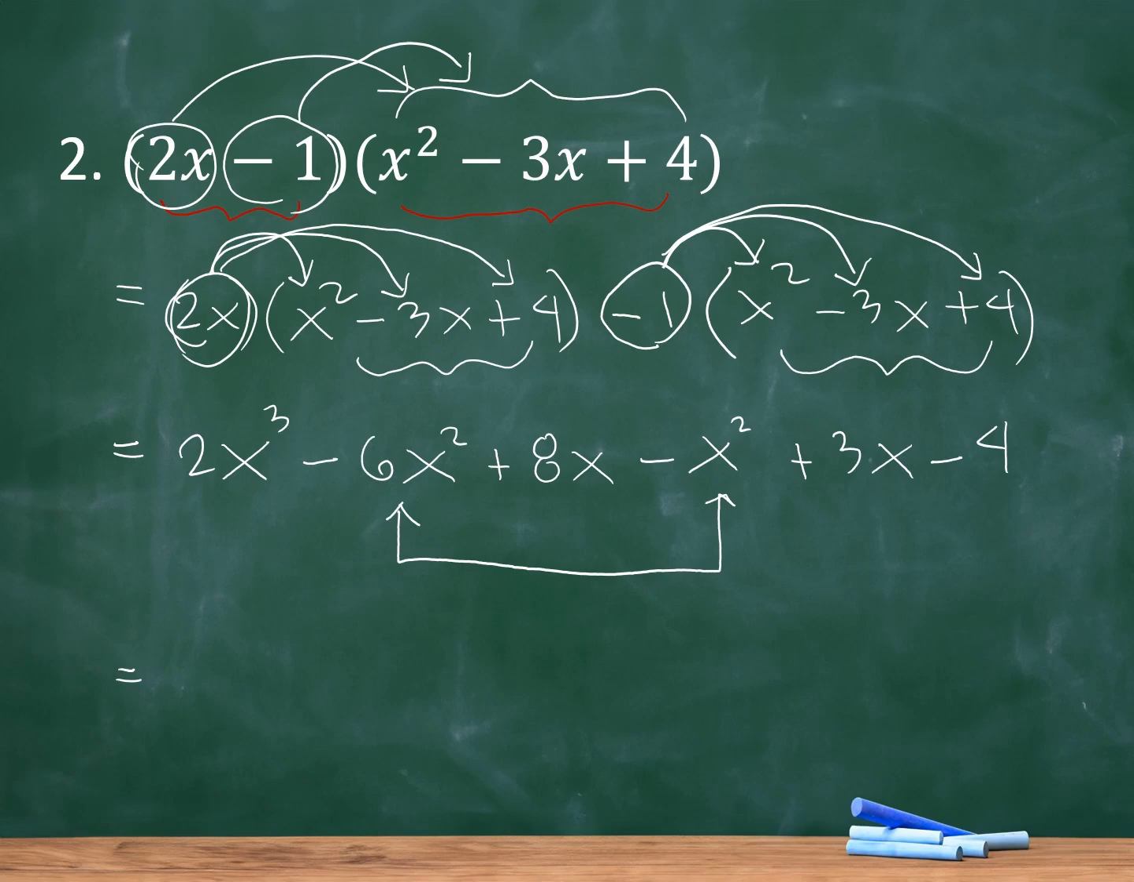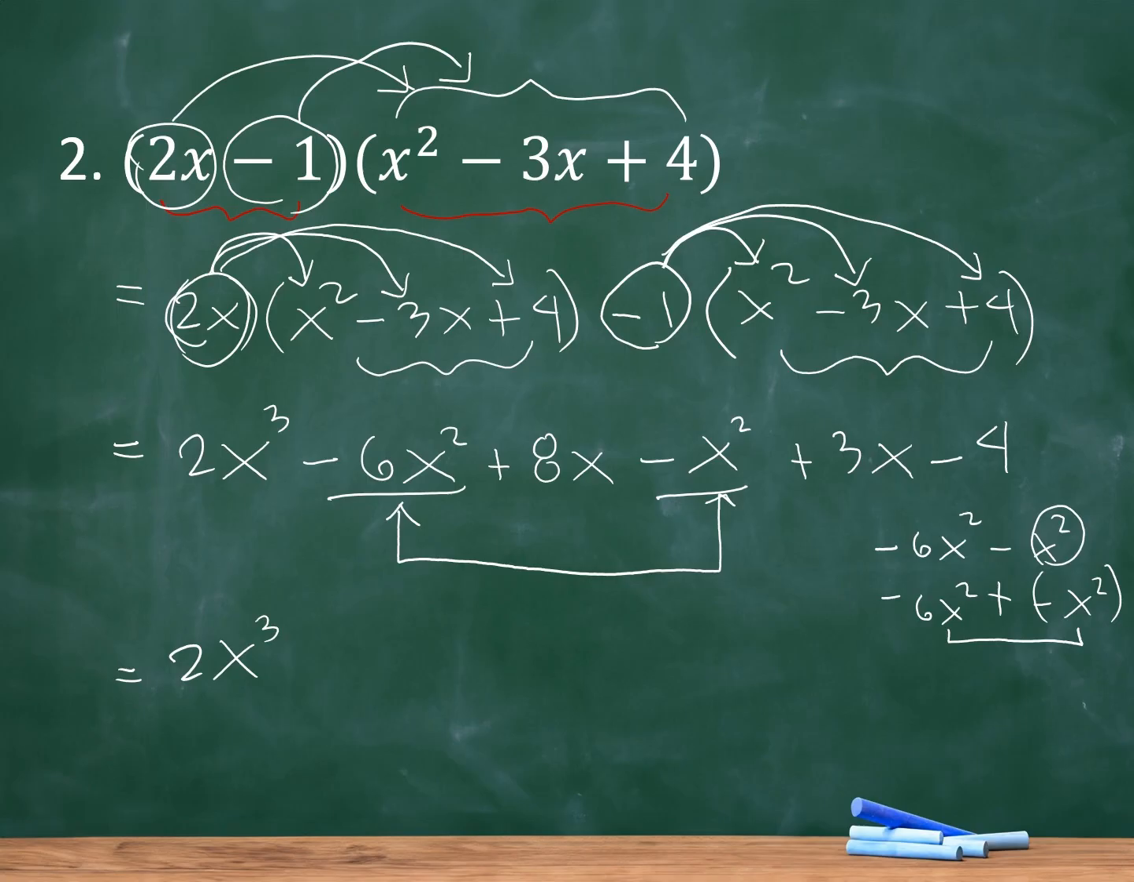So we combine them first. Let's copy first 2x cubed. Now we have here negative 6x squared minus x squared. Remember, adding a monomial, subtracting a monomial is just the same as adding its opposite. So negative 6x squared minus x squared can be thought of as negative 6x squared plus the opposite of x squared, which will be negative x squared. And negative 6x squared plus negative x squared, that's gonna be a negative 7x squared.